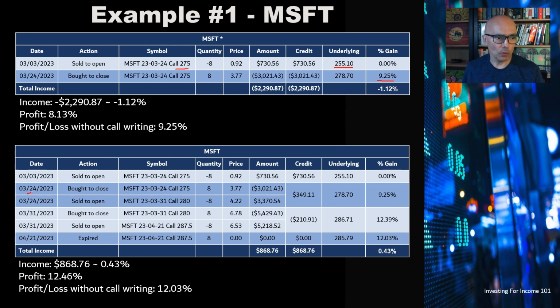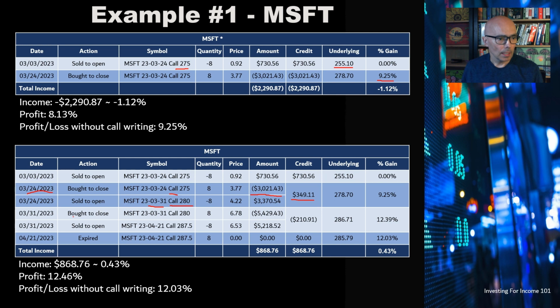So on the 24th of March, I did buy the call back and for a loss, actually for quite a big loss. But at the same time, I sold another call, another covered call with a higher strike price and expiring 1 week later. And for that trade, I was able to get some credit, about $350, right?